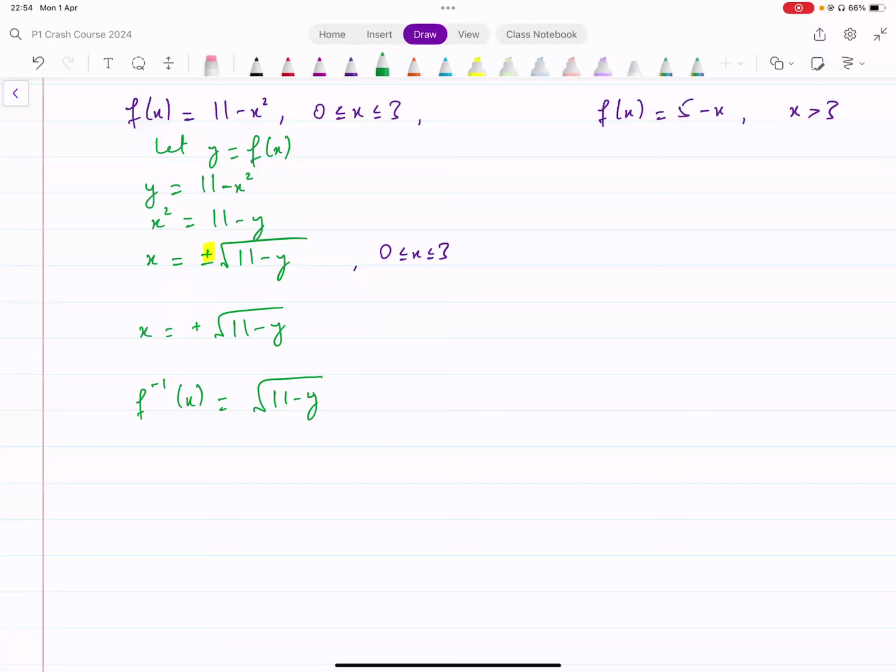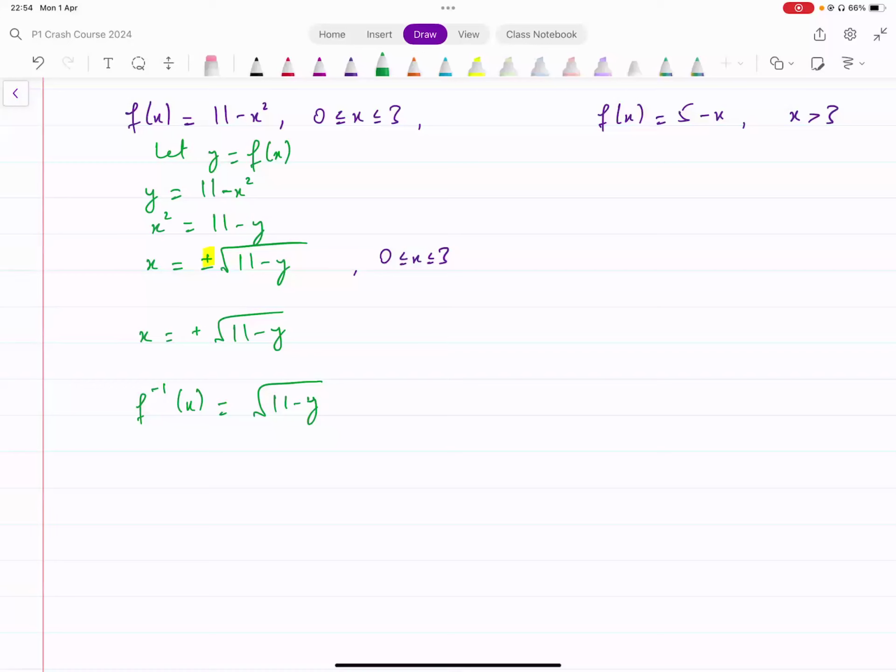Sir, isn't it 11 minus x? 11 minus x, sorry. Thank you for pointing that out. This is 11 minus x, which you should not forget, like I did, to change the variable at the end, right? So it's square root of 11 minus x. Yeah, thank you for that.